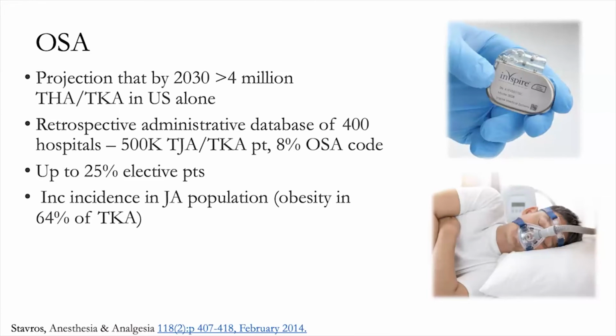There's a projection that by 2030, there's going to be over 4 million elective hip or knee arthroplasties in the US alone. So this was a study that did a retrospective review of an administrative database of 400 hospitals looking at 500,000 elective joint patients. About 8% of them had coding for their stay as having sleep apnea.